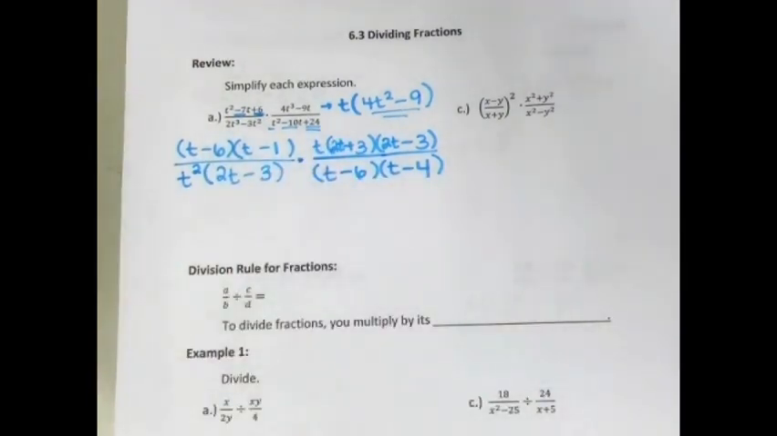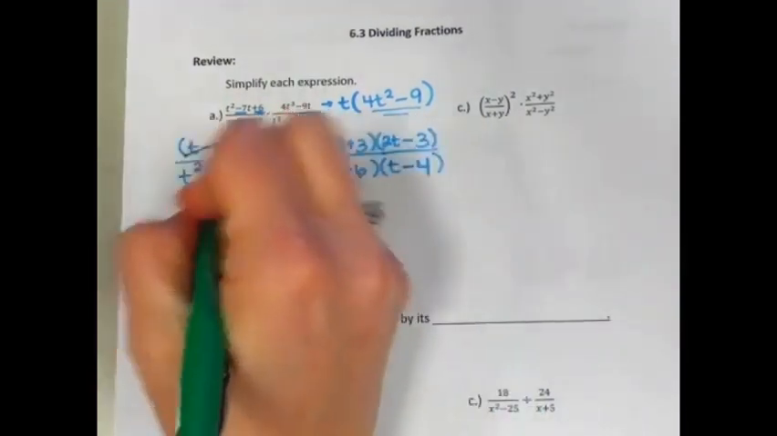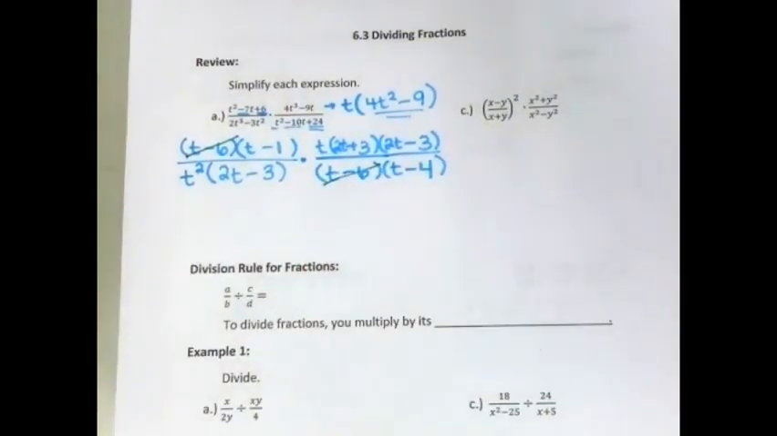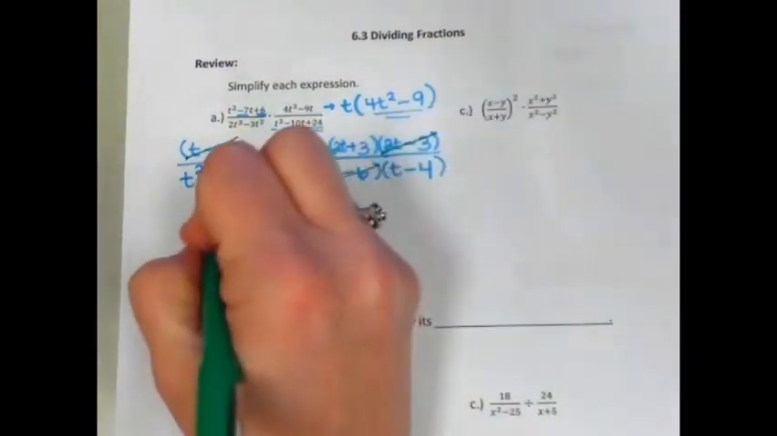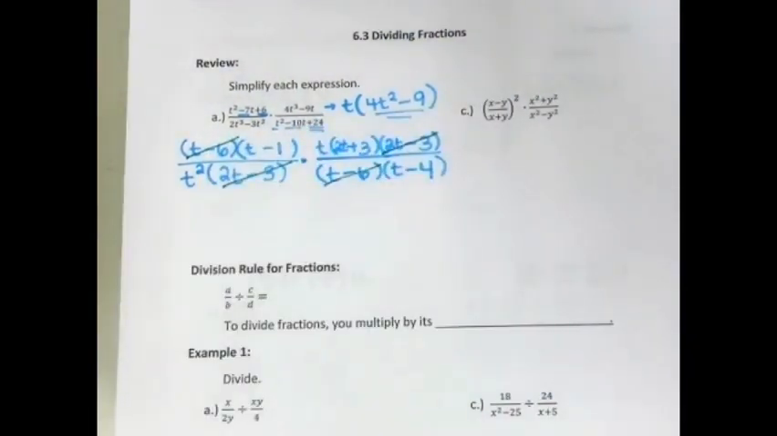What do we see that is exactly in the top and in the bottom that I can cross out? T minus 6. Yep, because those are ones. What else? 2T minus 3. Yep. Anything else?